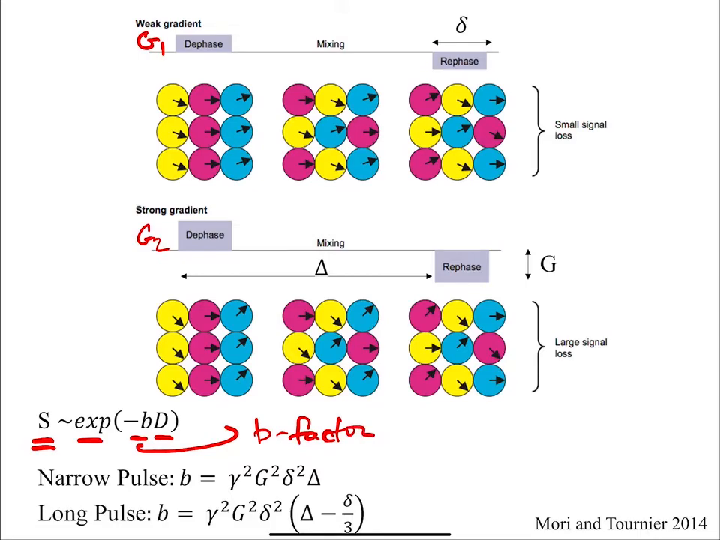Okay. And one of the things that makes the b-factor bigger is the gradient amplitude. Okay. The other things are these timing intervals. Okay. So for example, the bigger I make the gradient, the more things are going to decay with some diffusion. And also the longer I wait, the more things are going to decay because they're going to diffuse more distance. Right?